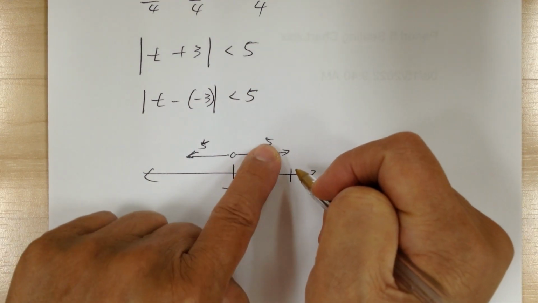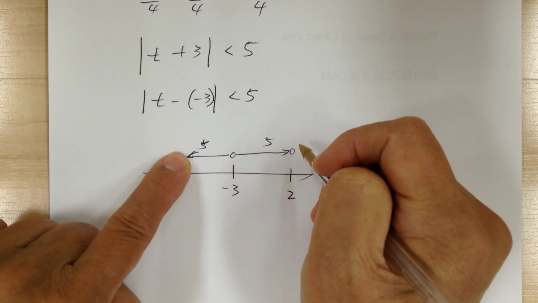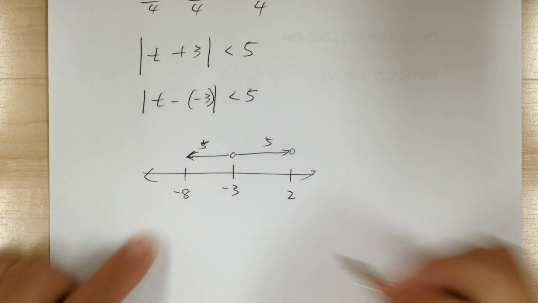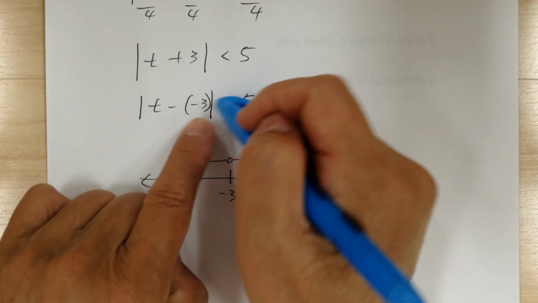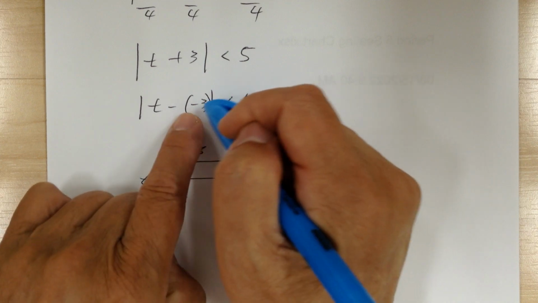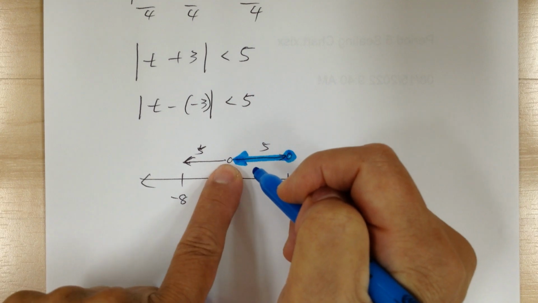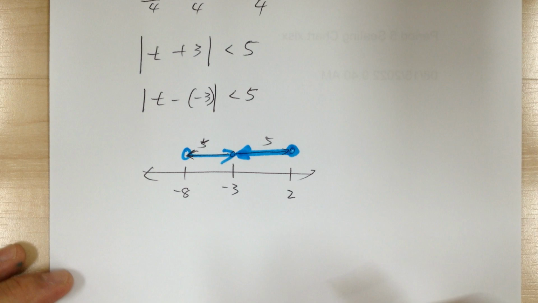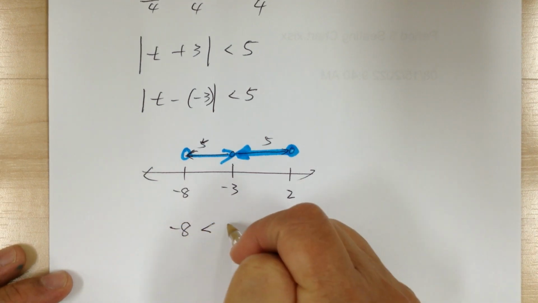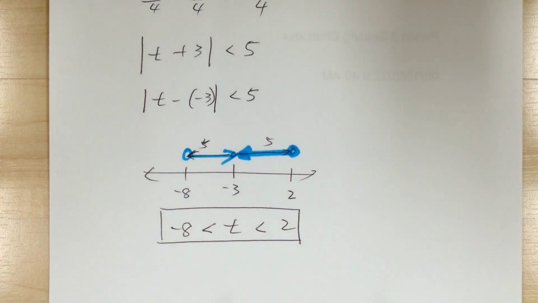Negative 3, you go 5 this way, gives you positive 2. When you go from negative 3, 5 the other way, it gives you negative 8. And then notice the arrow is pointing toward the absolute value, toward the starting point. So from here you go this way, toward the starting point, because this is your starting point. So your answer would be negative 8 is less than t, less than 2. And that would be your answer for number 23.